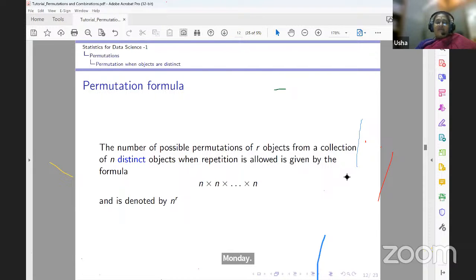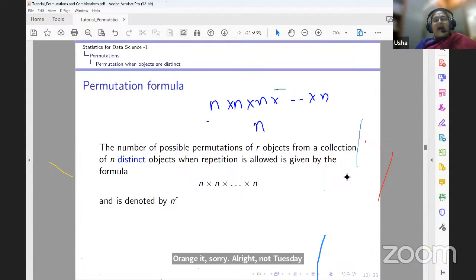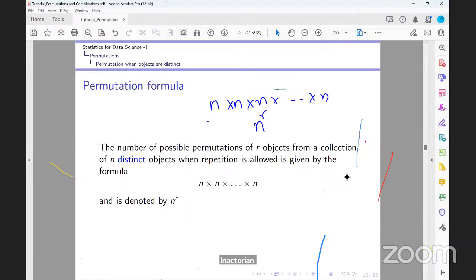With replacement, it is N to the power R, because I can do the first one in N ways, second one in N ways, third one in N ways, up to the Rth one in N ways. I am multiplying it R times, so it is N to the power R. Are these things clear?